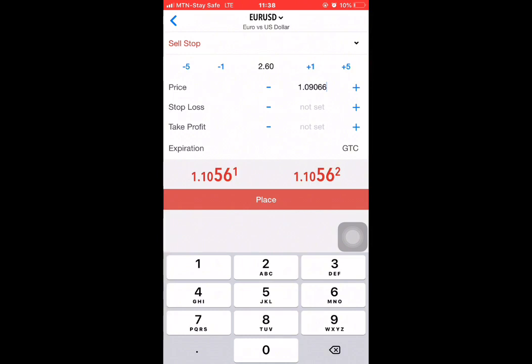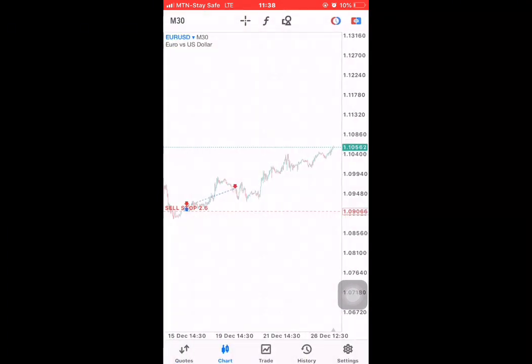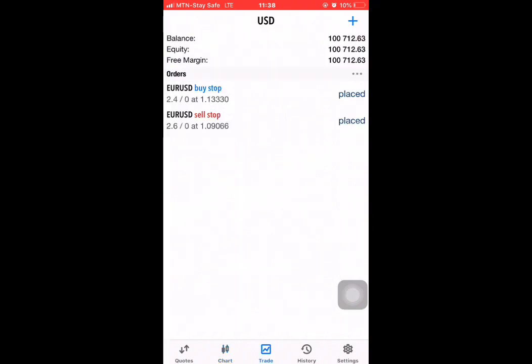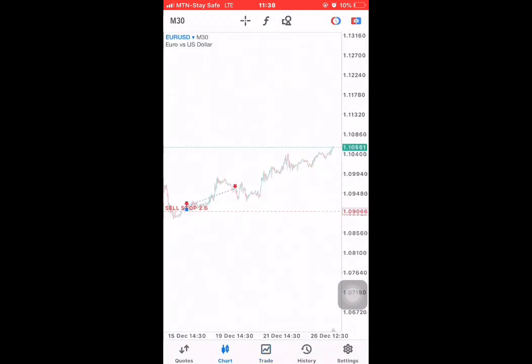If you want to set your stop loss and your take profit, you do that as well. But in this video we are not going to set it, so we are going to place the sell stop order. Click on place. So right here now we've placed two orders on EURUSD, the buy stop order and the sell stop order. Is that understood?